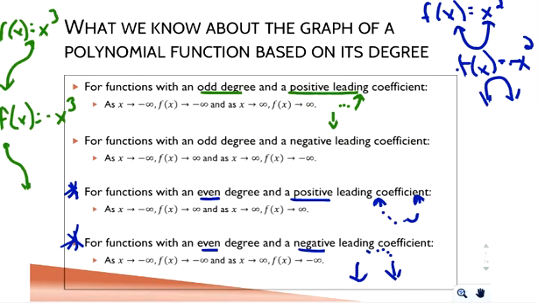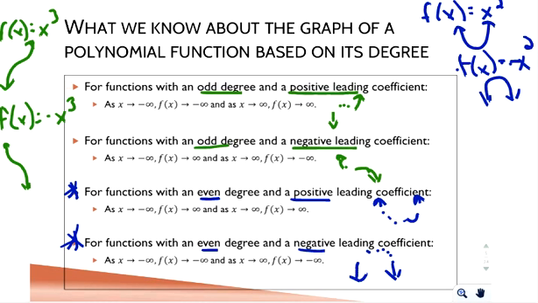Oh, sorry. Or if it's got an odd degree and a negative leading coefficient, it's going to start high, do some stuff, and end low. Okay? Now again, we don't know what it's going to do in the middle. We just know what the end behavior is going to be.